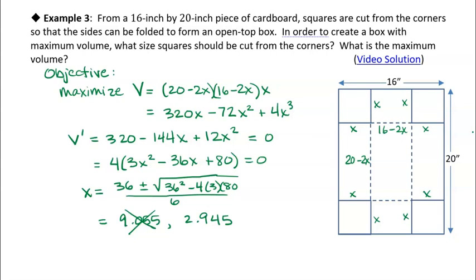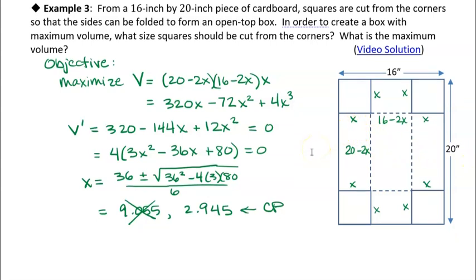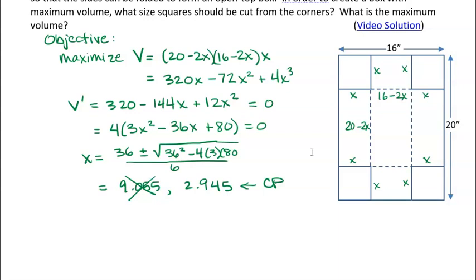So this is the only possible critical point, right? This is my critical point right here. Given the context of the problem, the other answer doesn't make any sense because I wouldn't have a box left. Everything would be cut away. All right, so now that I have my critical point, I just need to test it.